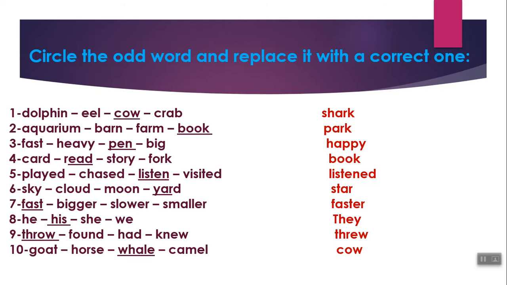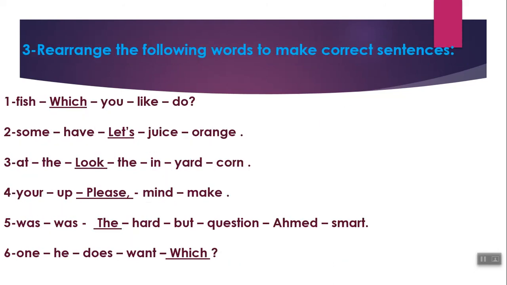Number 10. Goat, horse, whale, camel. All of them are animals, whale is a marine animal, so I'm gonna replace it with cow. Okay. Let's move to the last question. Rearrange the following words to make correct sentences.